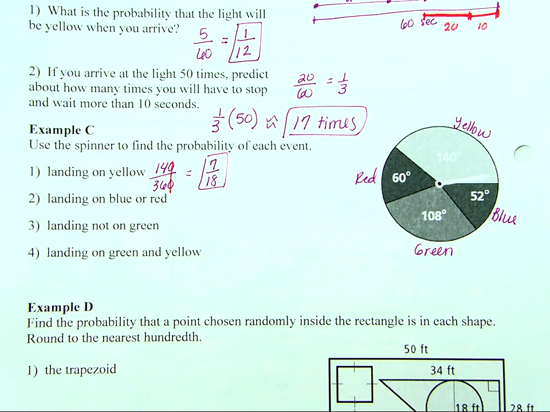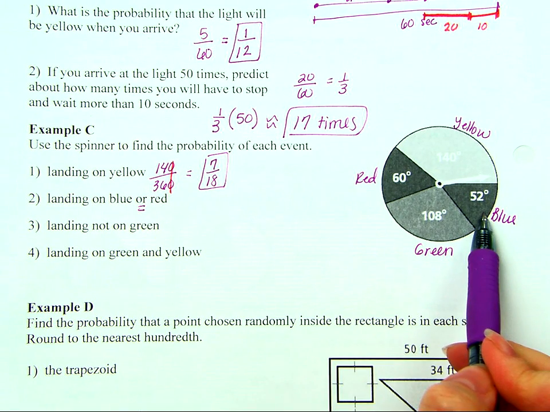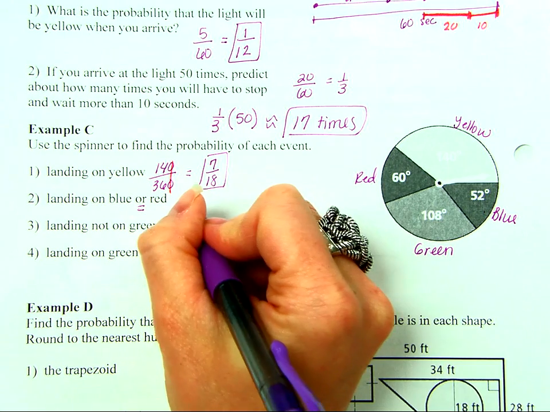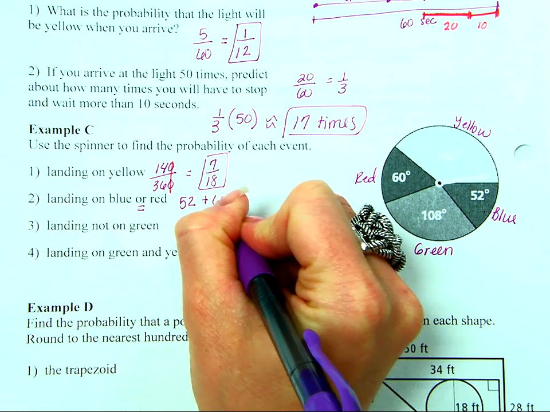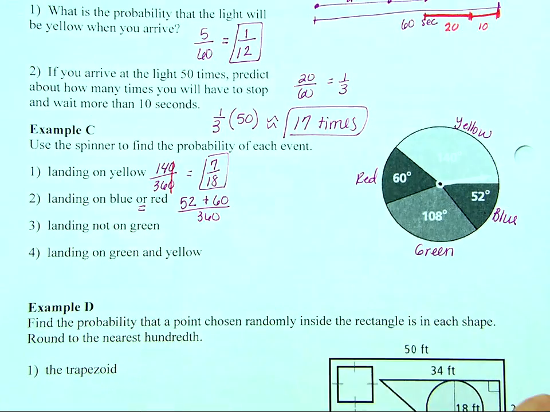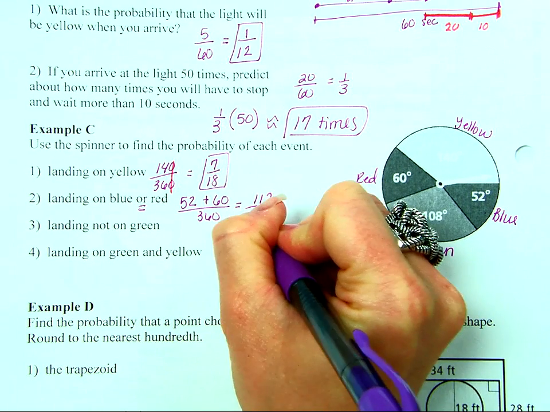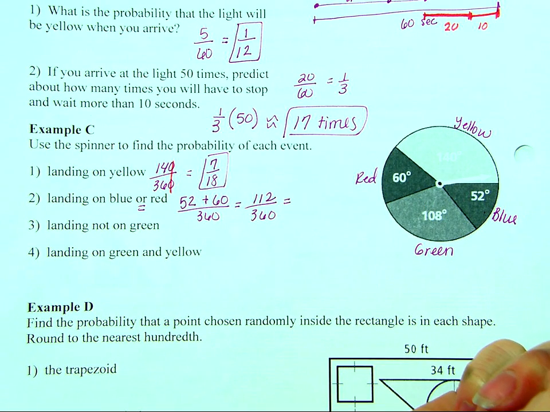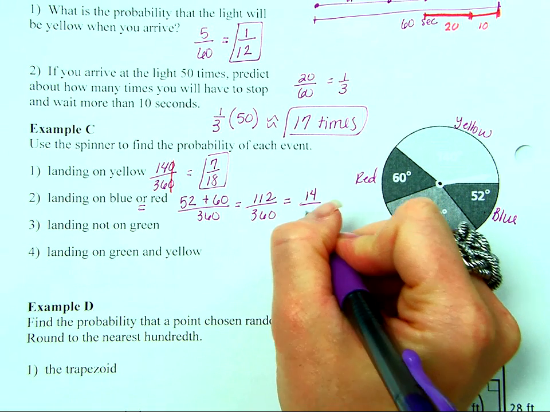What is the probability that if we spin our spinner, it will land on blue or red? So I could land on blue or I can land on red. Well, would you agree? I need to think about adding these two together. I can add the 52 degrees out of the 360 or that other 60 degrees. And so when I add those together, I find out we get 112 out of 360, and it does reduce. As you reduce down, you're going to find that you actually get 14 out of 45.